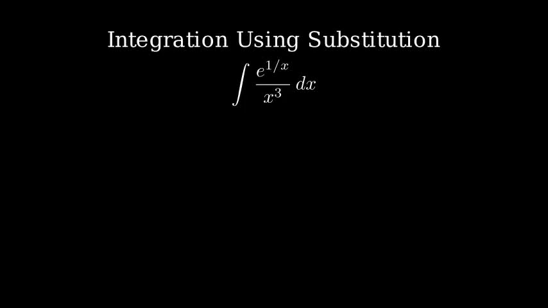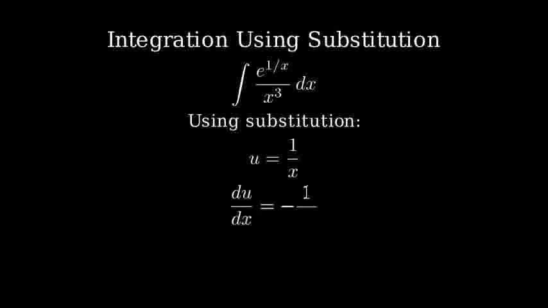To evaluate this integral, we'll use the method of substitution. Our integral involves the term e raised to the power of 1 over x, which suggests that we can simplify it with substitution. So, let's make a suitable substitution. Let's choose u to equal 1 over x. By differentiating both sides with respect to x, we find that the derivative of u with respect to x is negative 1 over x squared.